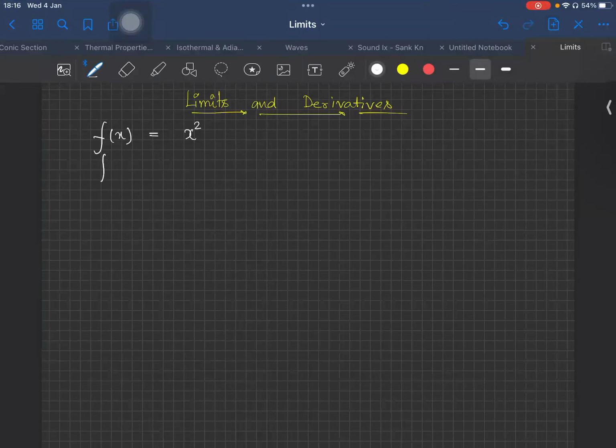You have also seen trigonometric functions. Since we have represented one function by f, let's write g of x is equal to sine x. So sine x is another function, a trigonometric function. Let's say h of x is e to the power of x. So this is an exponential function. We have several types of functions, right?